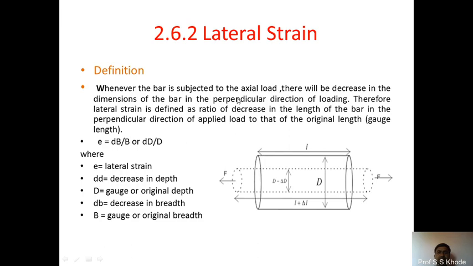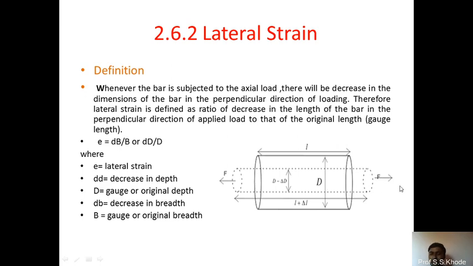Next we will discuss lateral strain. What actually is lateral strain? When you apply a load in any direction, there may at the same time be a variation in the dimension perpendicular to the direction of force. Let's suppose this is the direction of application of force, or the line of action of force, but there may be a variation in the dimension which is perpendicular to the direction of force.